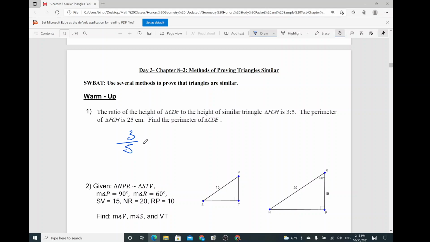3 over 5 equals the perimeter of triangle CDE. Since we don't know what that is, let's say that's x, over the perimeter of triangle FGH, 25. In order to solve for x, we can cross multiply. Another way is finding the number to multiply straight across. To go from 5 to 25, we multiply by 5, and on top we do the same thing. 3 times 5, so x is 15. The perimeter of triangle CDE is 15 centimeters.